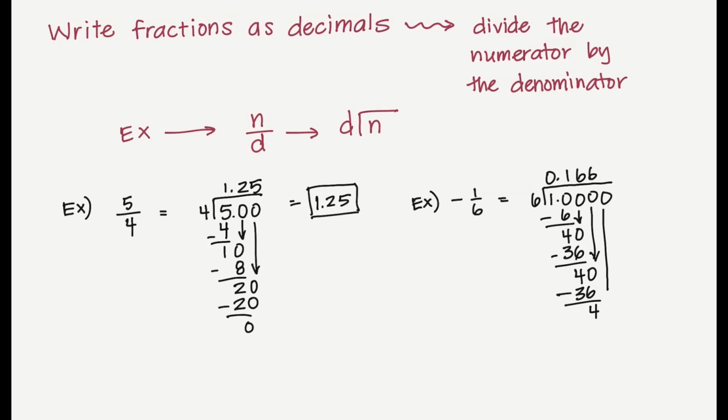I'm going to drop down another 0. That's 40. Goes in there 6 times again. So can you tell that it's going to be repeating? So my final answer is going to be -0.16 with a bar only over the 6. And that's my final answer.